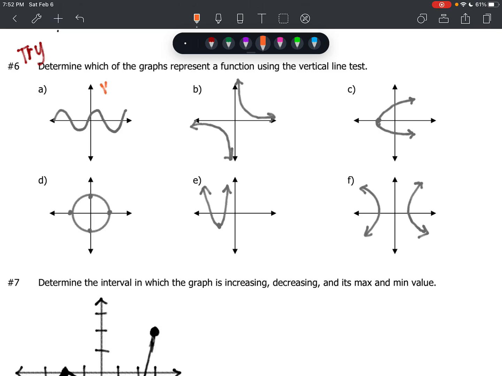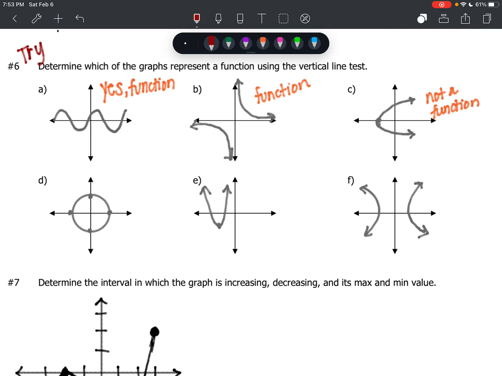Okay, welcome back. A, yes, it is a function. So yes, a function. Maybe I'll just put function there. And then on B, I also got that's a function. On C, not a function. This fails the vertical line test.